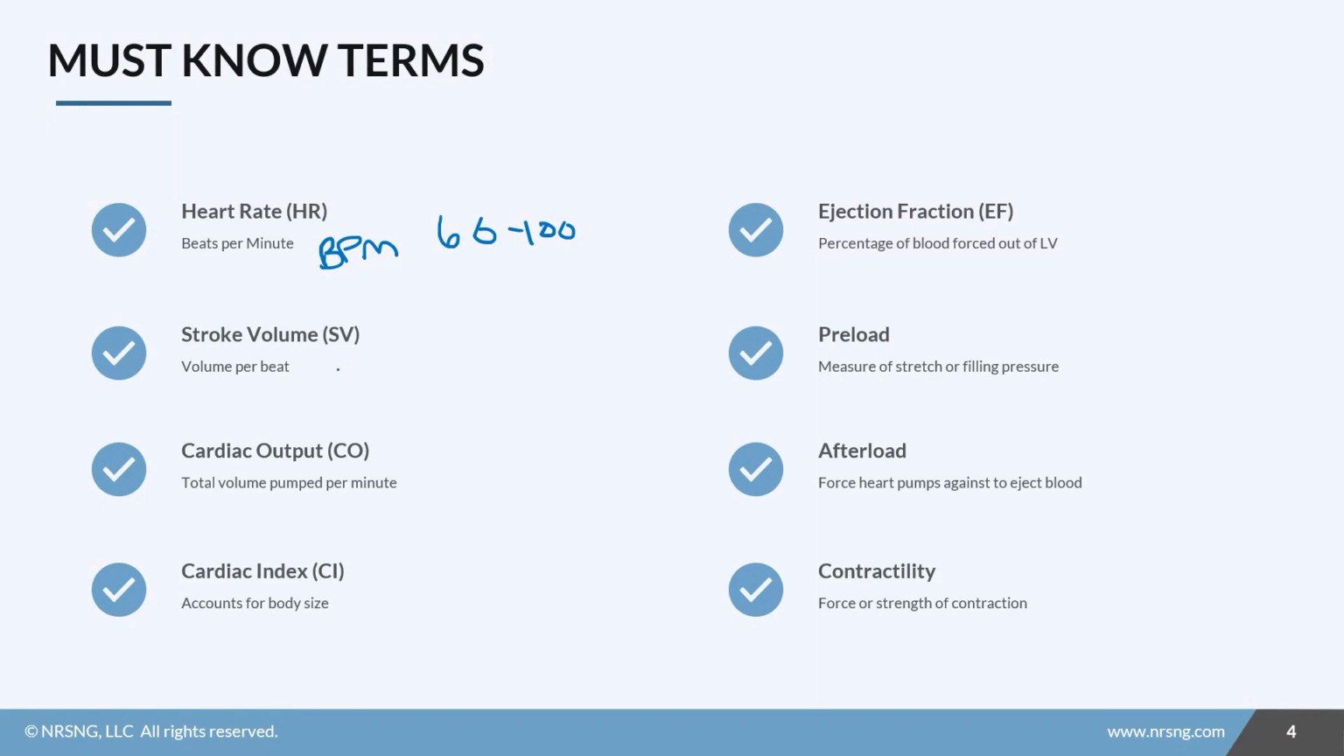Then stroke volume. Stroke volume is how much volume is pumped out of the heart with each beat. So we measure that in milliliters because it's a volume. And the normal stroke volume is about 60 to 120.